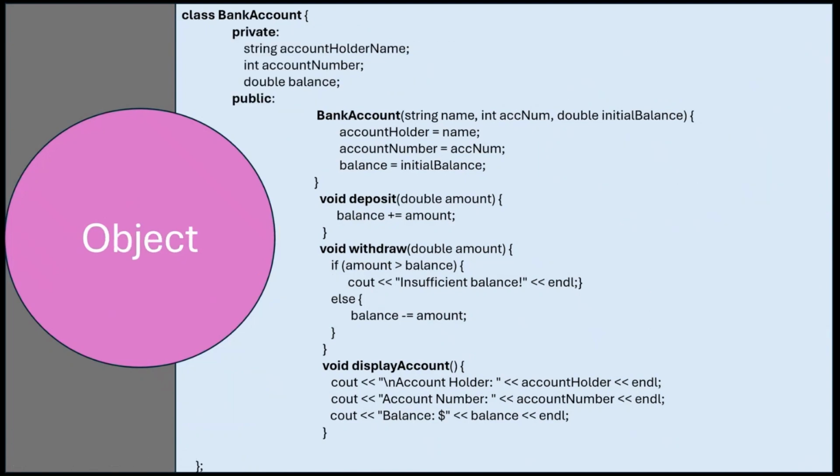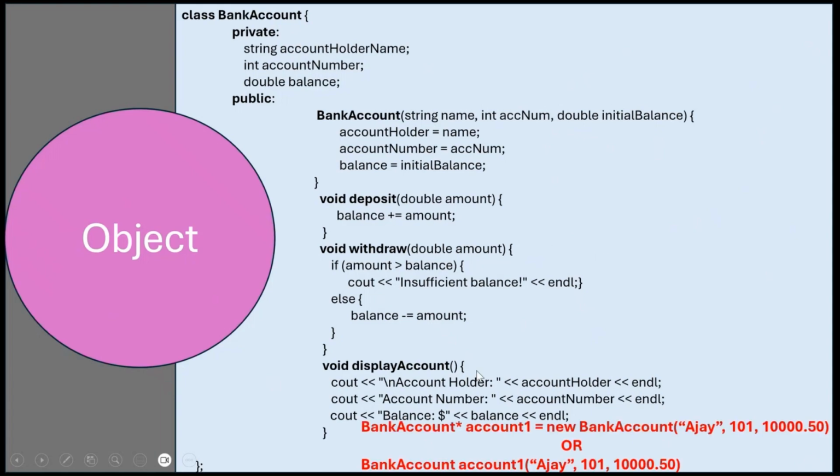So let's understand the object. Now we understood what a class is in the previous slide. So a class is a data type, and an object is a variable of that data type. For example, when we say int a, int is a type and a is a variable of that type. Similarly, when we say bank account account1, account1 is a variable of type bank account class. So this variable is called an object.